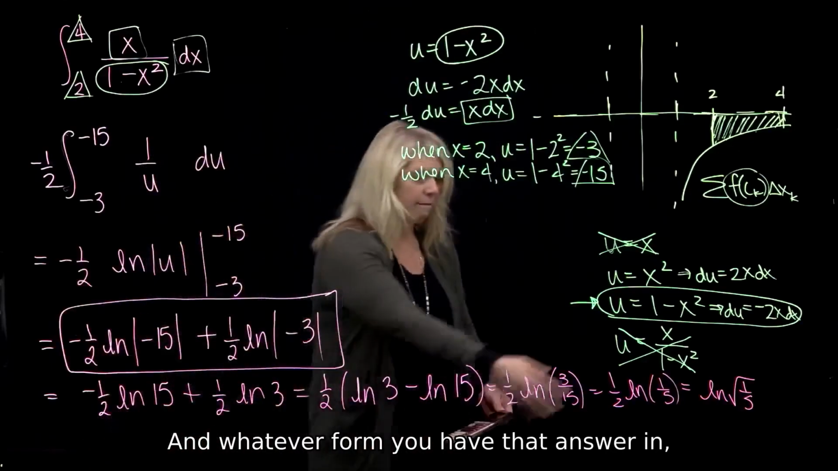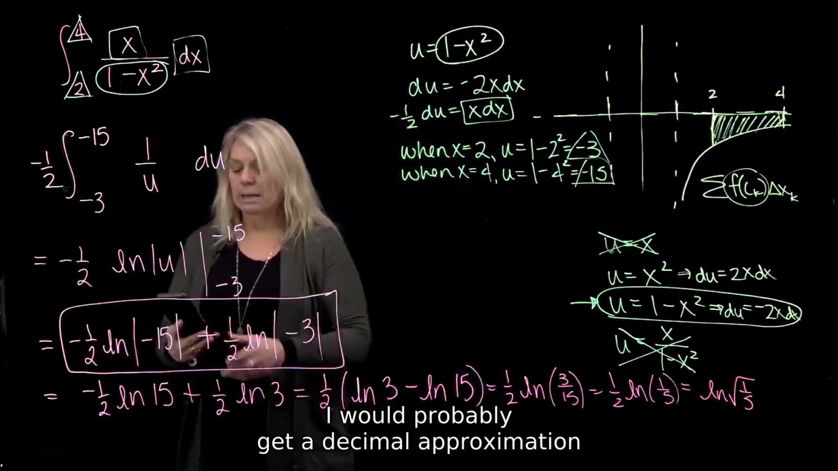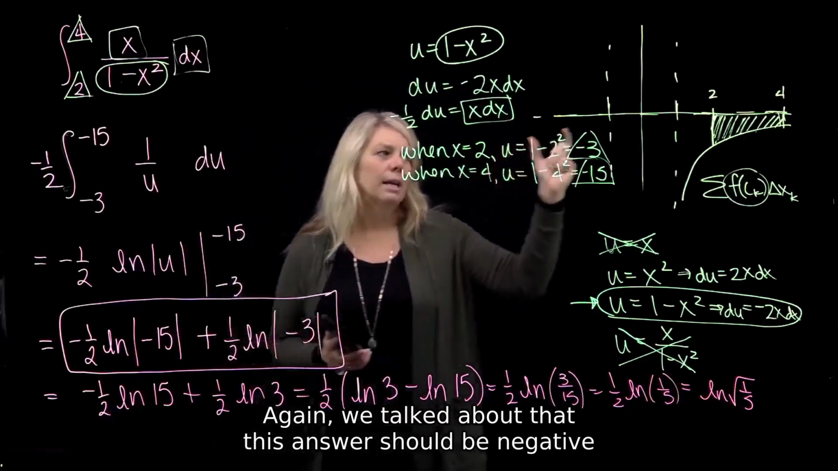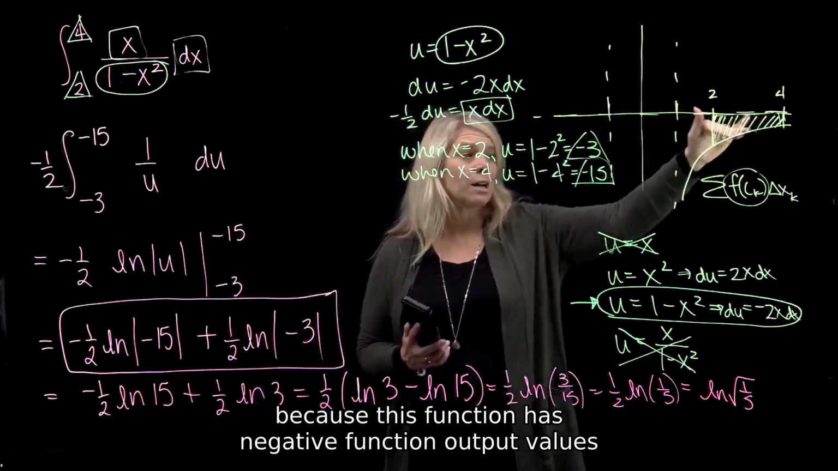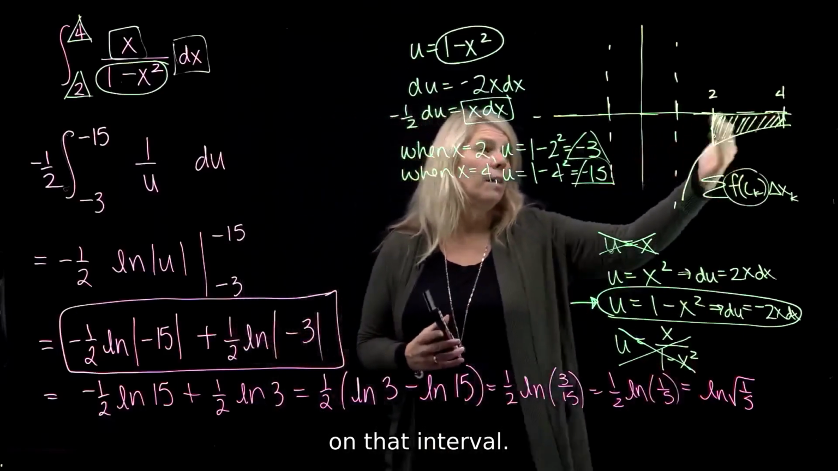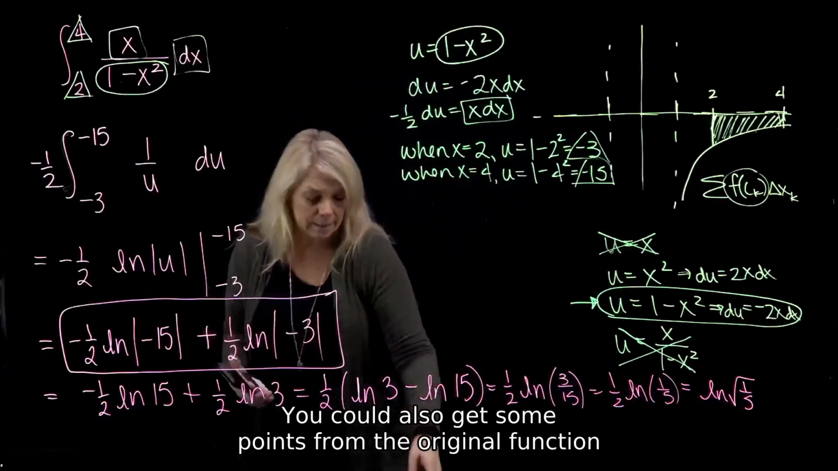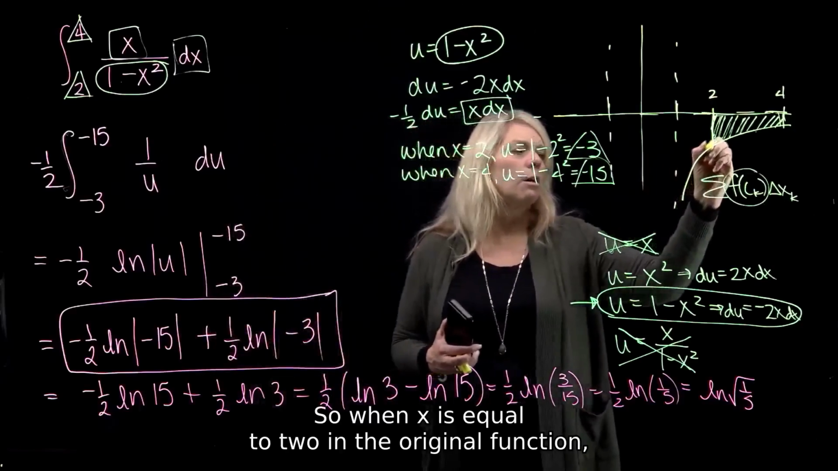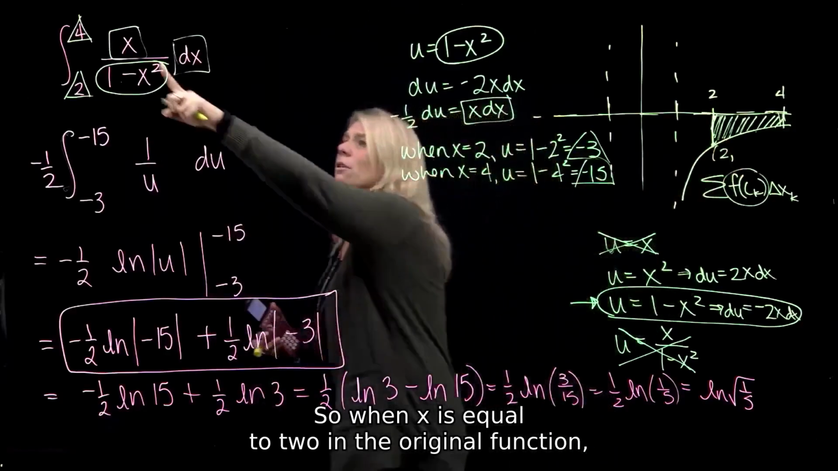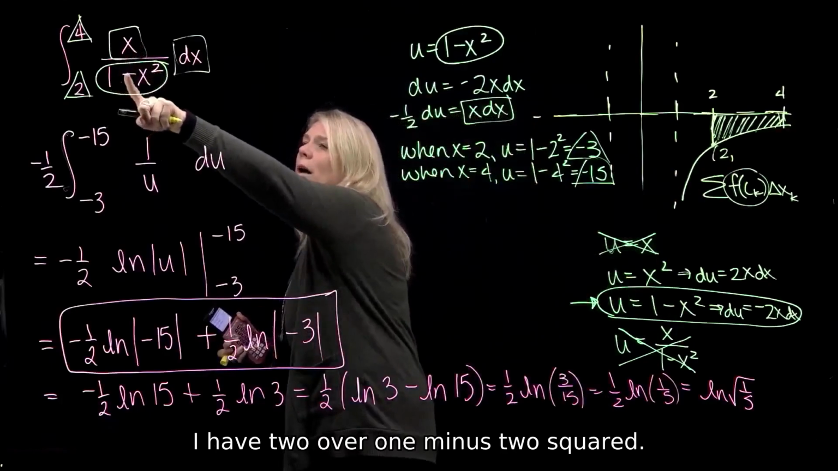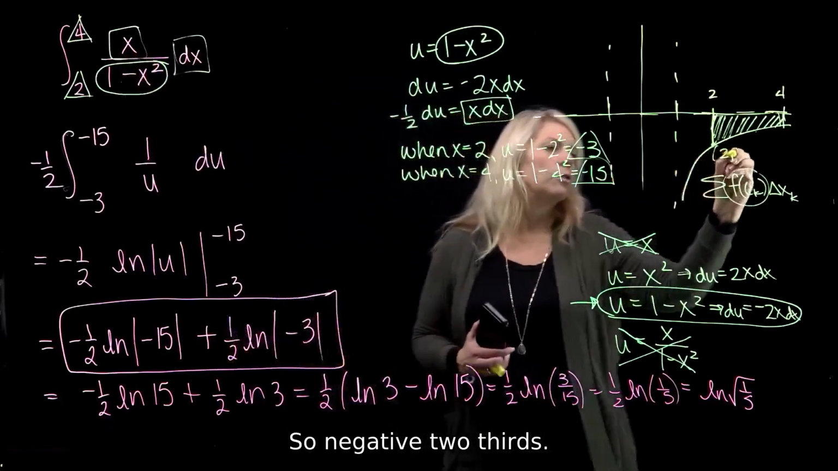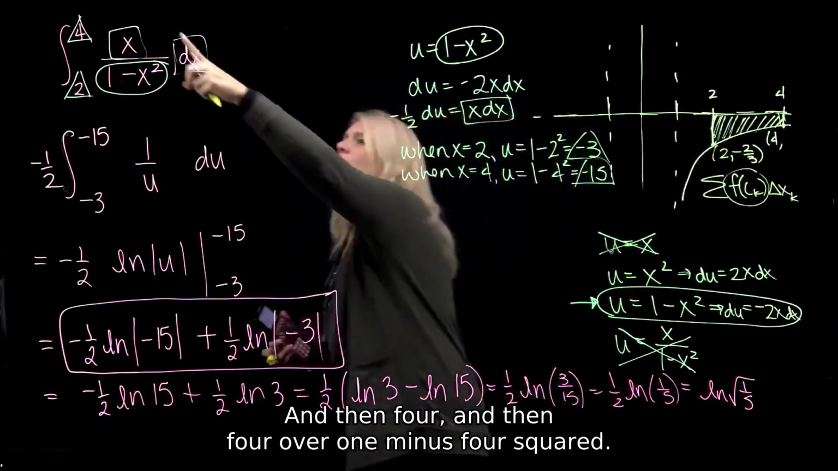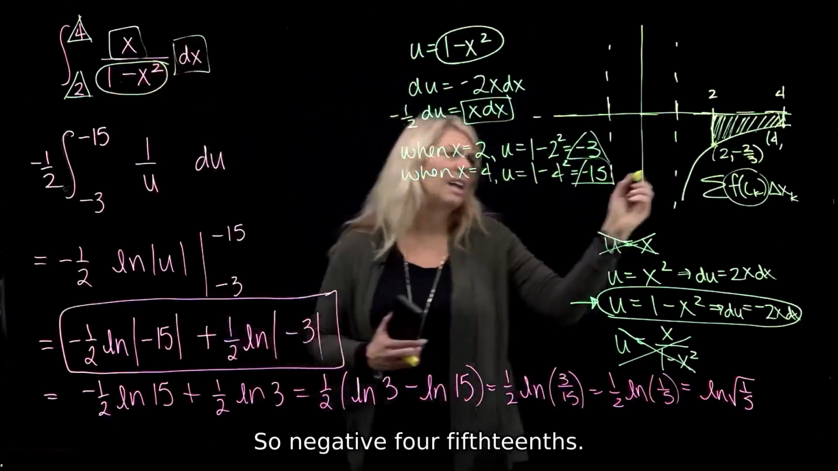And whatever form you have that answer in, I would probably get a decimal approximation just to make sure that your answer makes sense. Again, we talked about that this answer should be negative because this function has negative function output values on that interval. You could also get some points from the original function and just think about how big that answer should be. So when x is equal to 2 in the original function, I have 2 over 1 minus 2 squared, so negative 2/3. And then 4 over 1 minus 4 squared, so negative 4/15.